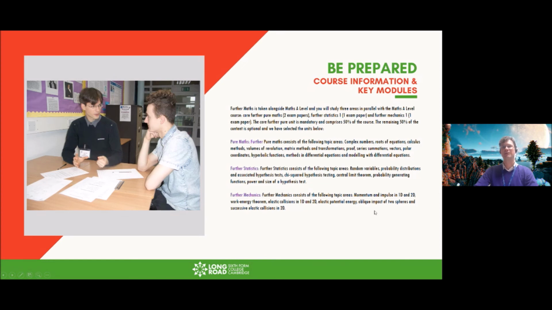And then the mechanics part is just more advanced physics. They do lots of work on momentum and impulse, the work-energy theorem, elastic collisions, so that's the restitution. Then you've got potential and elastic potential energy. A really interesting and quite tricky part of the course is what they call oblique collisions between two spheres, and between spheres and walls, when there's lots of different things going on, and that can get really quite difficult. So it's a really interesting course.